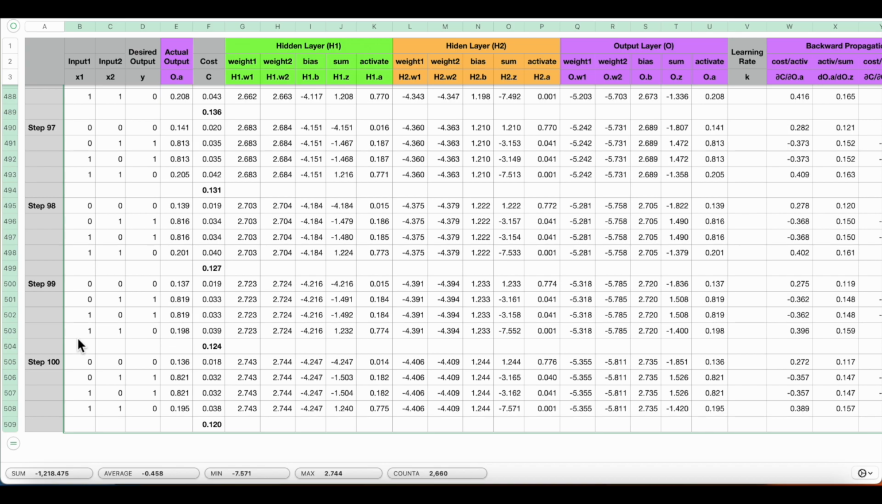And by the time we get to step 100, you can see we're getting a pretty good answer. Not exactly what we want, but we can round up line 2 and line 3 and get the 1 we're looking for, and round down the line 1 and line 4 to get the 0 that we're looking for.